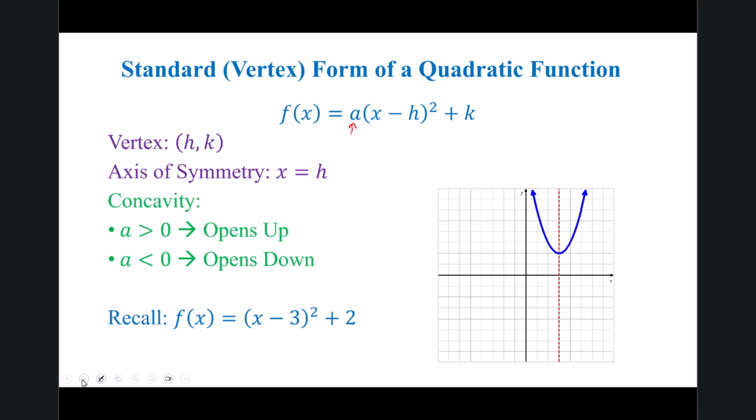So this was our function, and this was the graph. Notice we have the axis of symmetry and the vertex, just like we had before. The vertex is the point 3, 2. The axis of symmetry is x equals 3, and it opens up because the value in front here is a 1. Our a value is 1. 1 is positive, so our graph opens up.